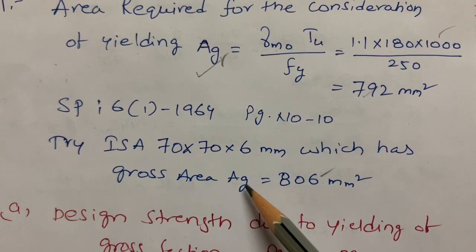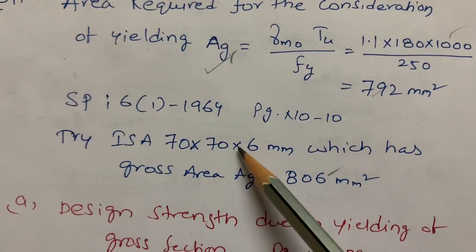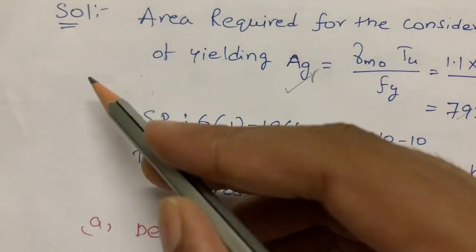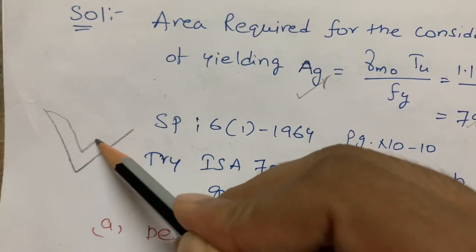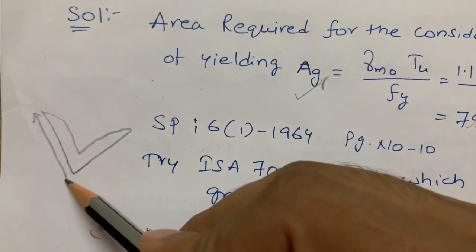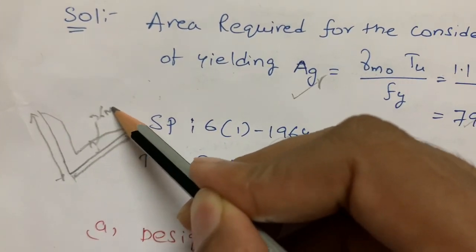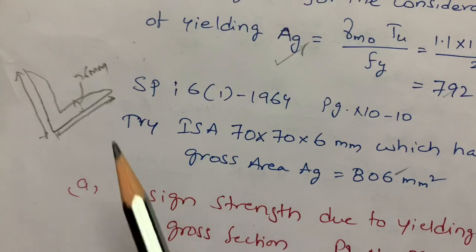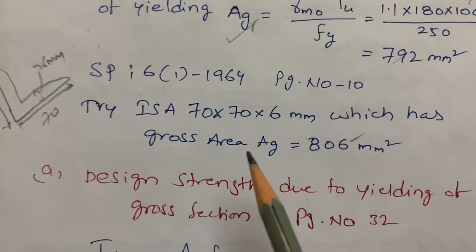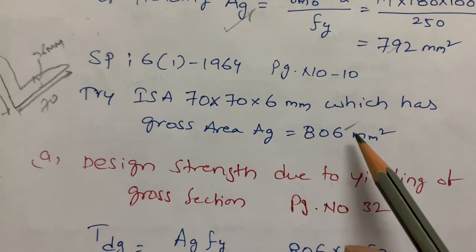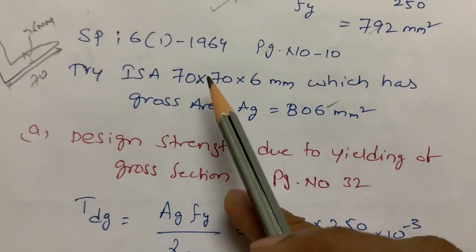So now I am providing Ag of 806, which is ISA 70 by 70 by 6 mm. This is an equal angle section. An equal angle is one where both legs are 70 and the thickness is 6 mm. For this angle section, Ag is 806 mm squared. This is how we need to choose the angle section.